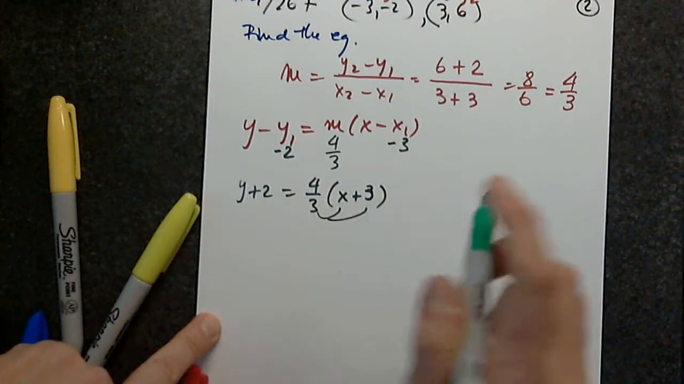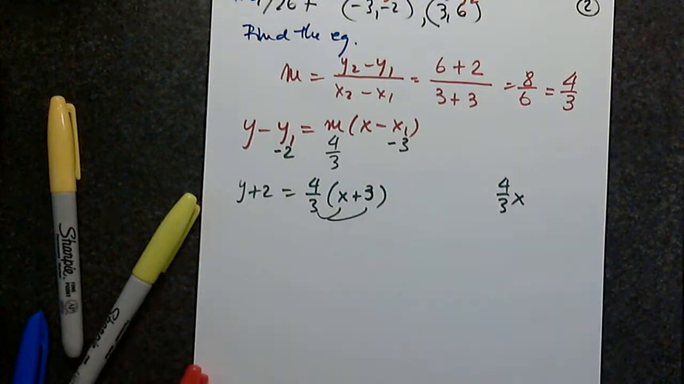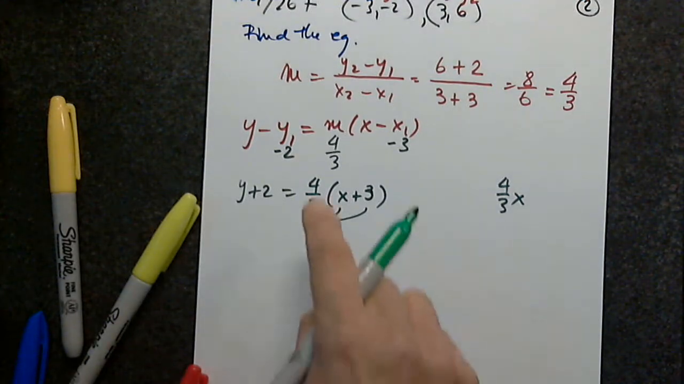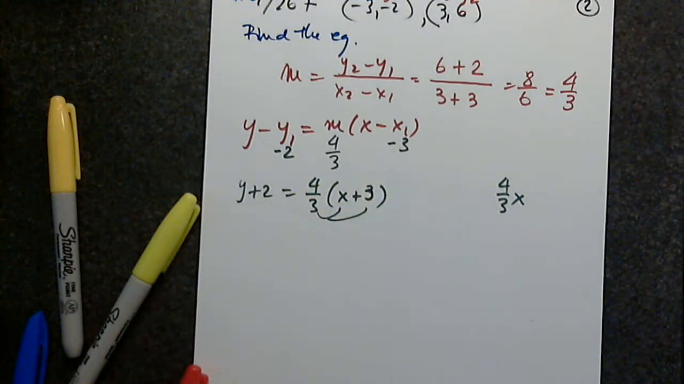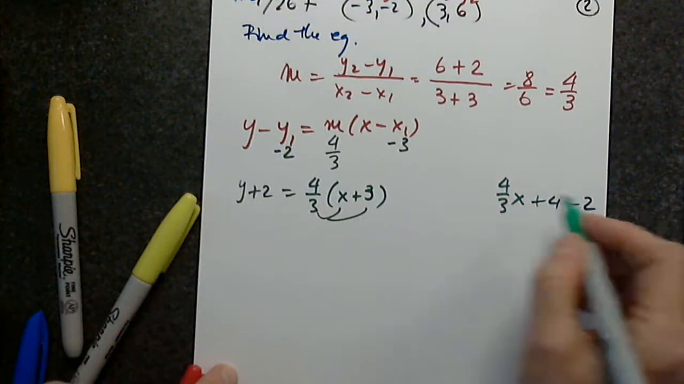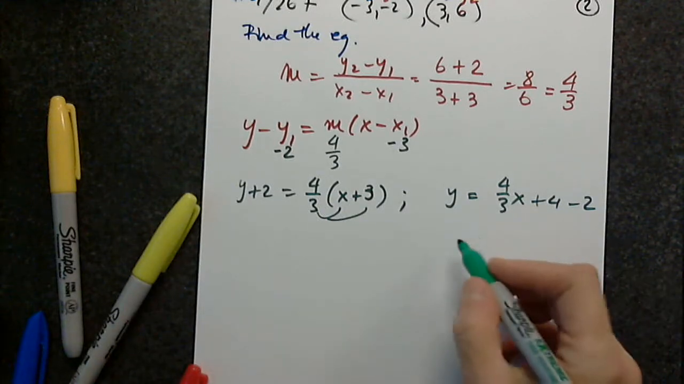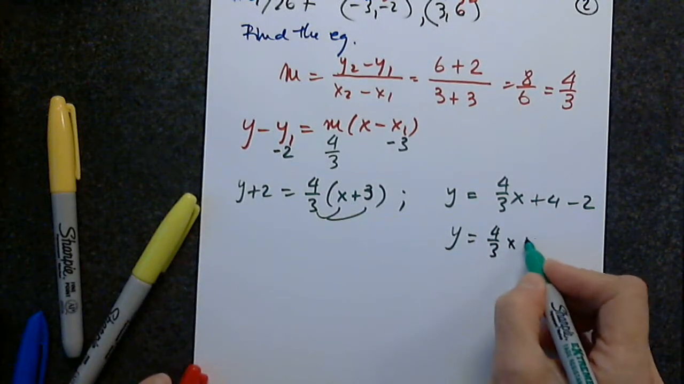When I distribute 4/3 to x, I get 4/3 x. When I distribute 4 over 3 to 3 over 1, what do I get? Always simplify before you multiply. Yes, or you simplify and you say 4, right? So plus 4 and then minus 2. It's not a mistake to multiply first and then simplify. I think it's easier to simplify before you multiply. So then the equation becomes y equals 4/3 x plus 2.